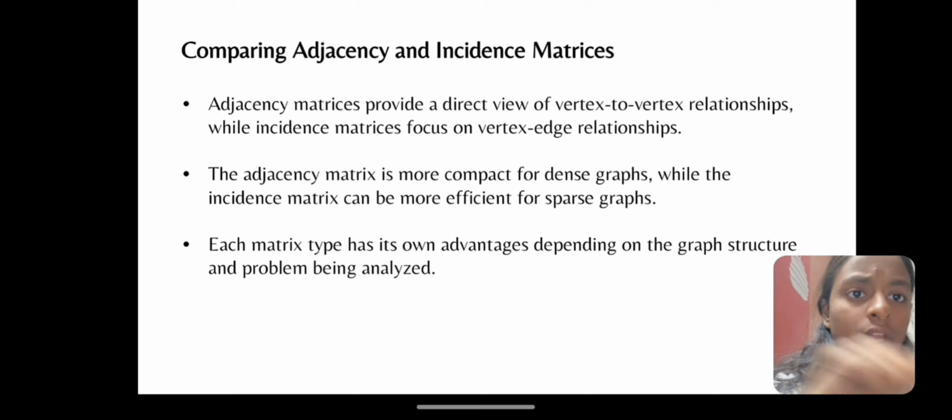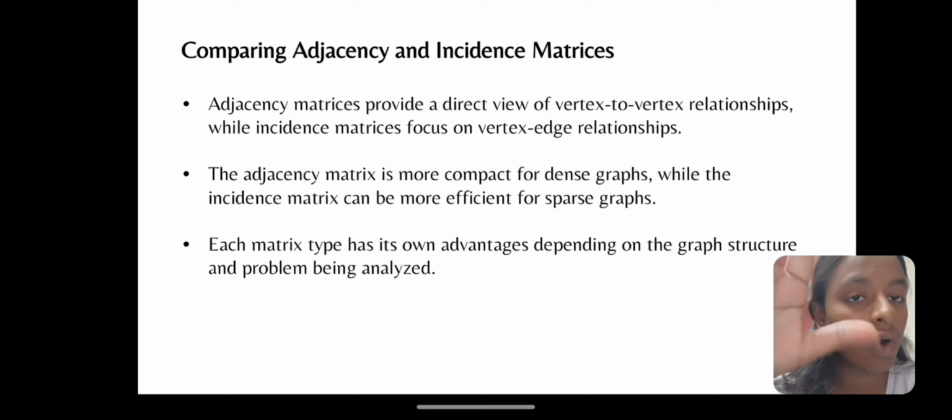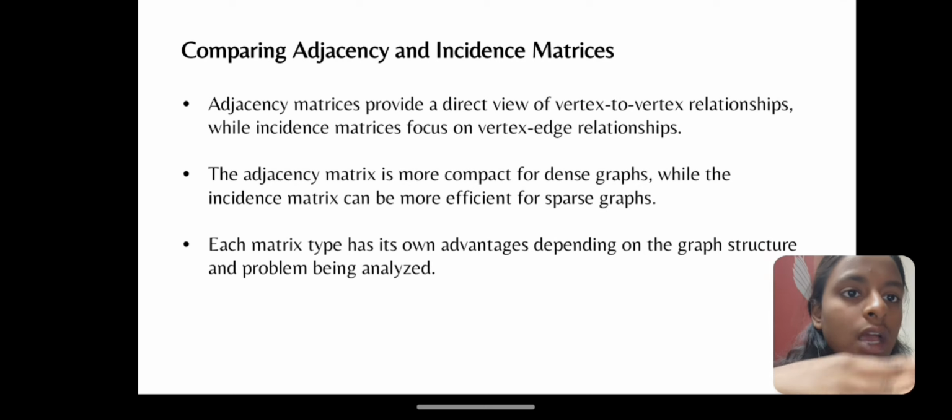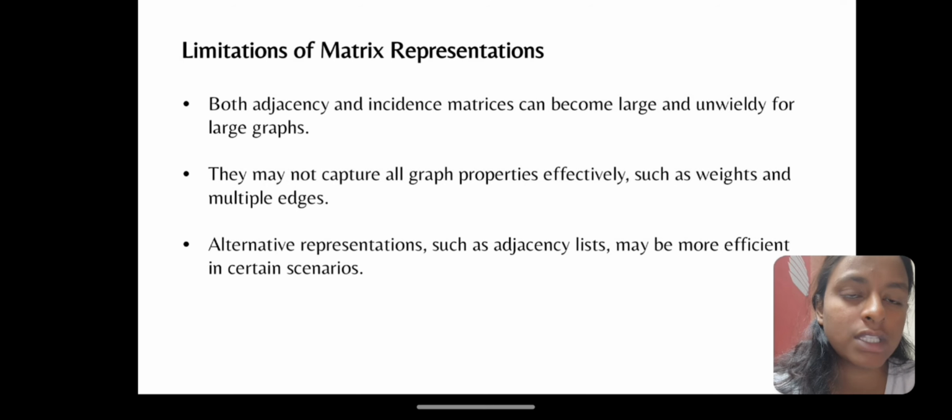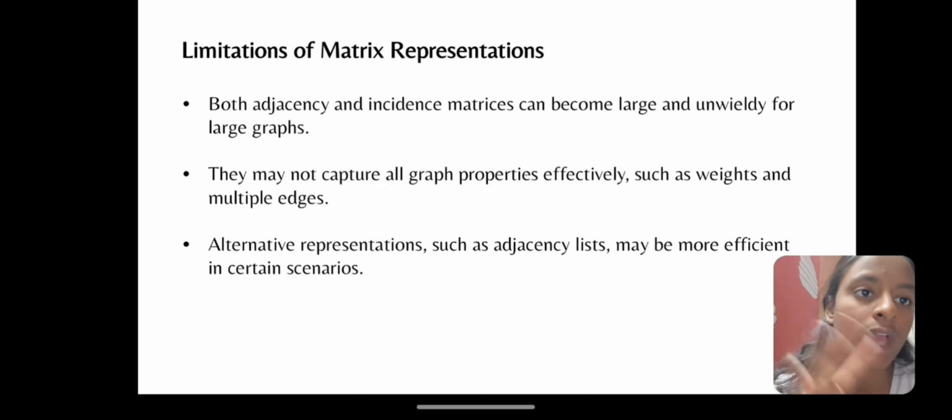So, here adjacency matrix gives a clear idea about vertex to vertex connections, while incidence matrix gives us an idea about vertex and edge relationships. Each matrix has its own advantages depending upon the graph structure and problem being analyzed. Every matrix has its uniqueness and a different approach to solving the problem. Limitations of matrix representation. Even though we have many advantages, we have limitations also.